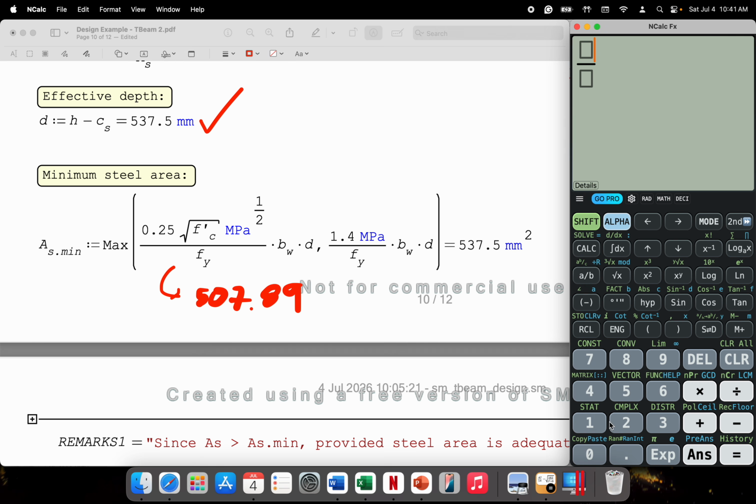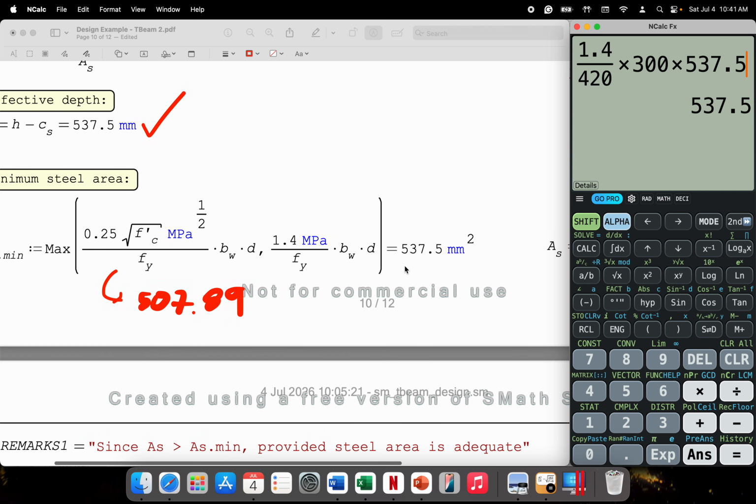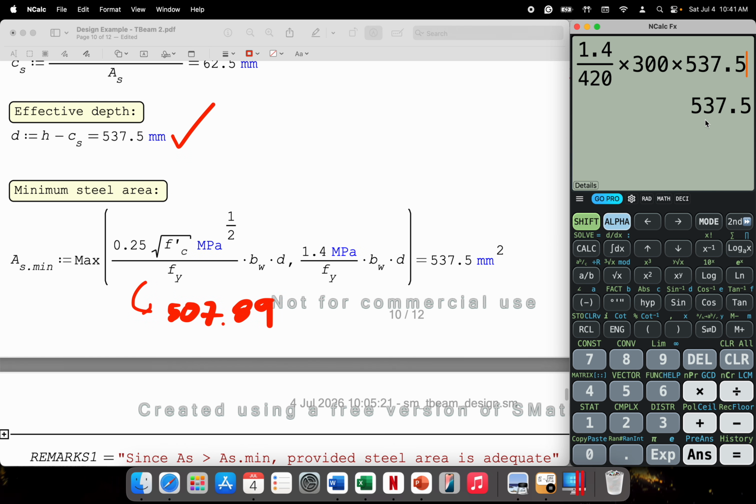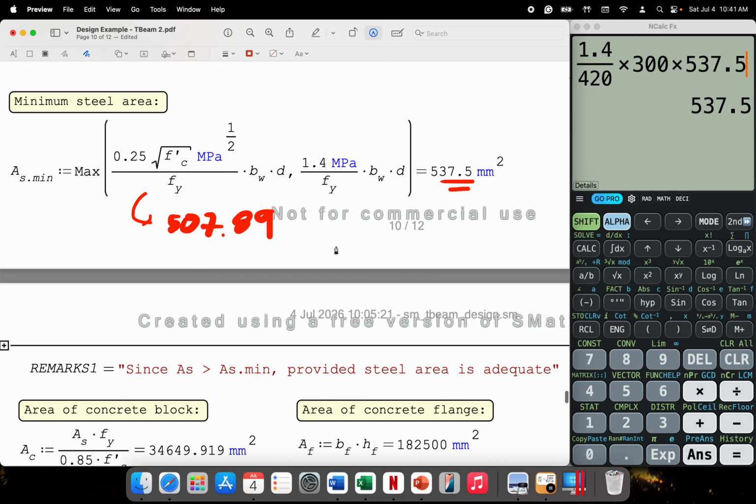Then, compare natin naman ito sa 1.4 all over Fy na 420 times yung B sub W na 300 times 537.5. So we have 537.5. So the maximum value is 537.5. Ito na ngayon yung mag-govern na minimum steel area.